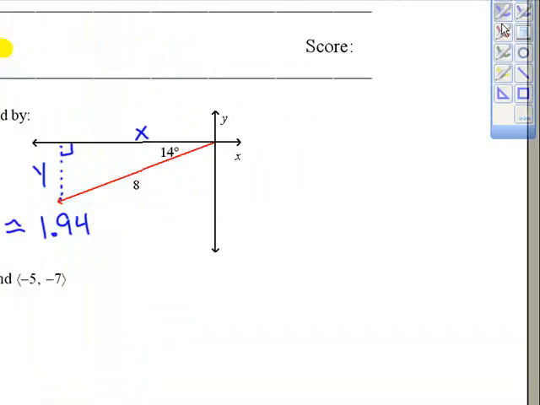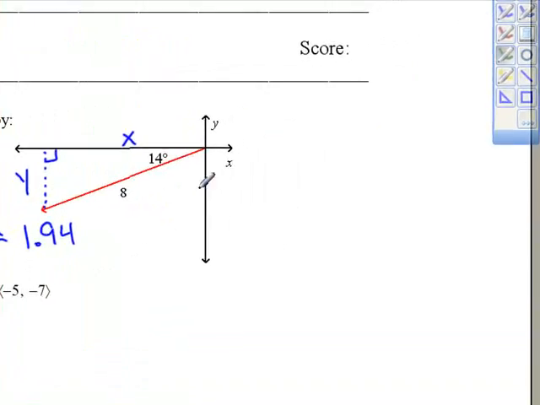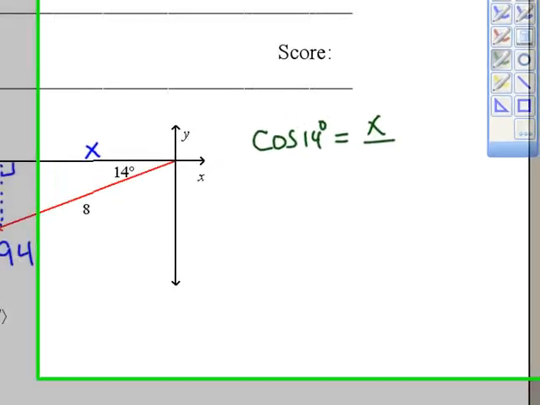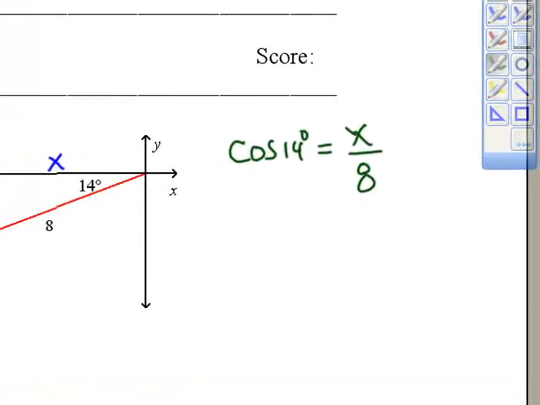How are we going to find x? I like the idea to use the cosine. We could use tangent, but if we use tangent, we're going to use this calculated rounded value. I would rather use the cosine and use the given whole value there. So cosine of 14 degrees is equal to adjacent, which would be x, over hypotenuse, which would be 8. So x is equal to 8 times the cosine of 14 degrees, which is approximately 7.76.